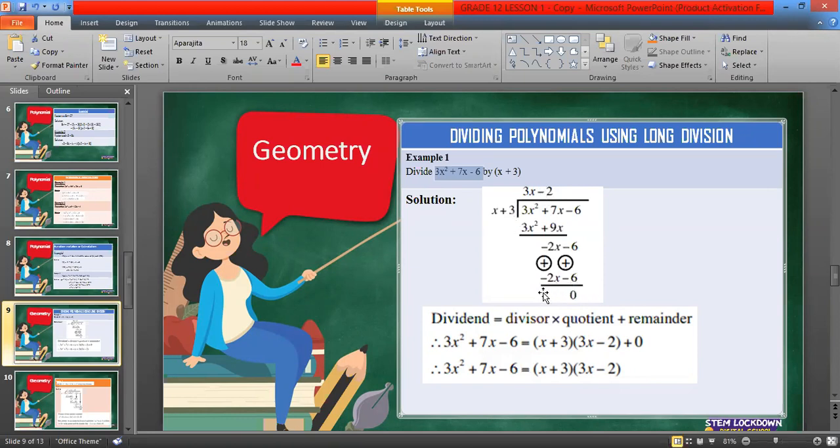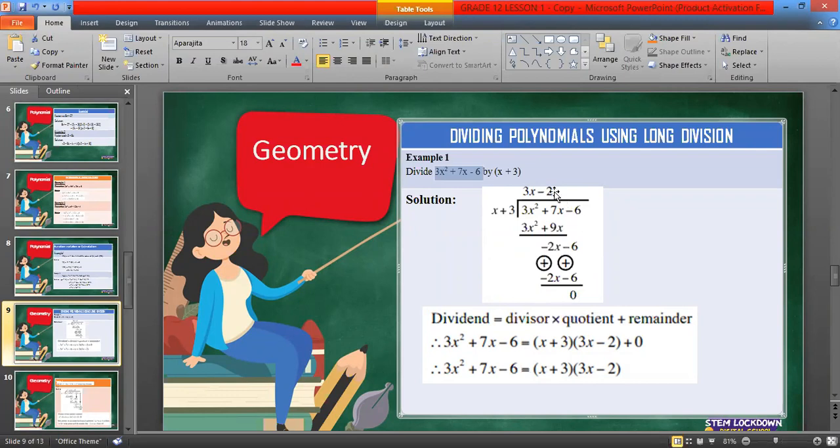Then you now have to subtract. Negative 2x minus negative 2x, so this minus this. Minus gives you plus, so negative 2x plus 2x gives you 0. Then minus 6 minus minus 6: you always subtract the bottom one. Minus 6 plus 6 will be 0. So everything comes to 0 here, and that means there's a 0 remainder.